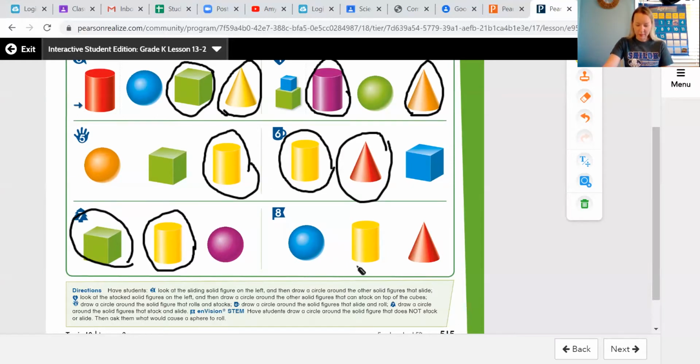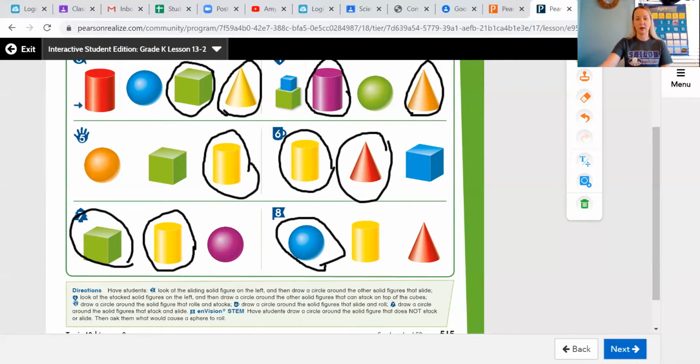All right, number 8. Draw a circle around the solid figure that does not stack or slide. Which object cannot stack or slide? Can a cone stack or slide? Yes, because it has a flat edge. Can a cylinder stack or slide? Yes, because it has a flat edge. Can a sphere stack or slide? No, it cannot. So this is the shape they're looking for, the sphere. A sphere rolls. Good job, friends.